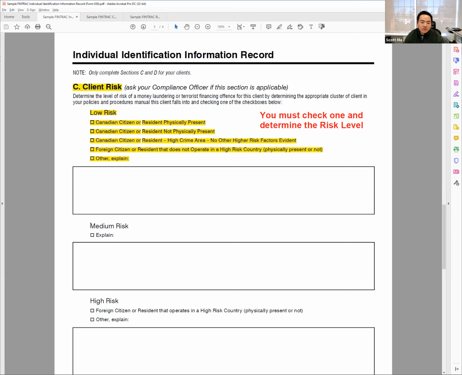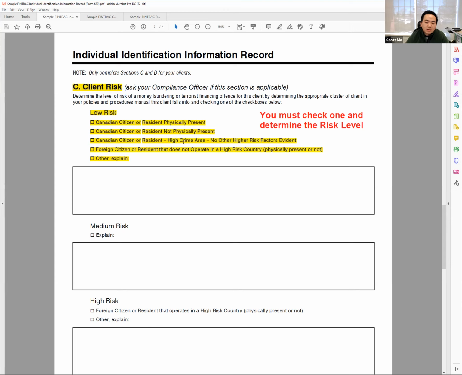If you have a client who is in medium or high risk, or if you're unsure, talk to our managers and we will help you with the form. But low risk basically means a Canadian citizen or resident who is either physically in Canada, or if they're not physically in Canada, that is still considered to be low risk. If they are a citizen or resident in a high crime area and there's no other high risk factors evident, then they're still considered low risk.